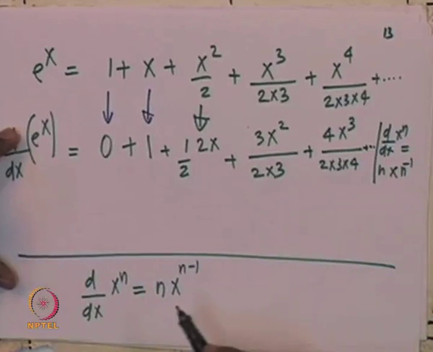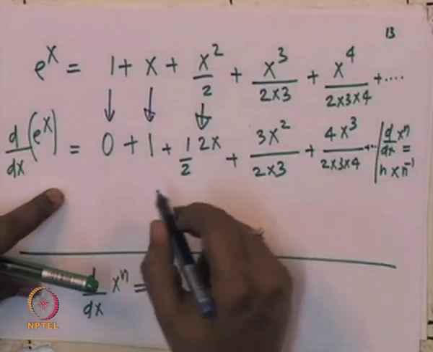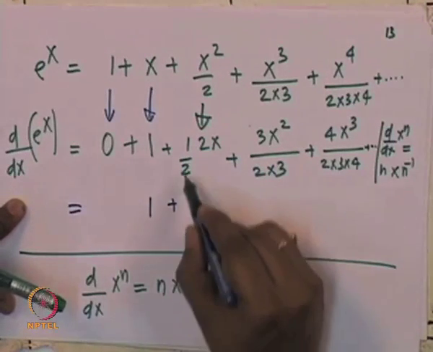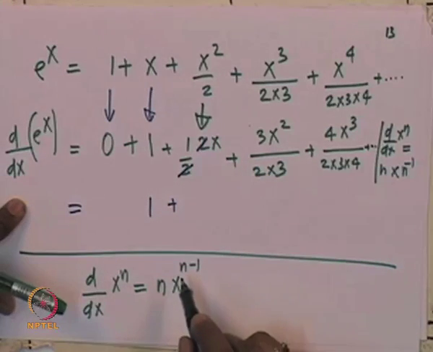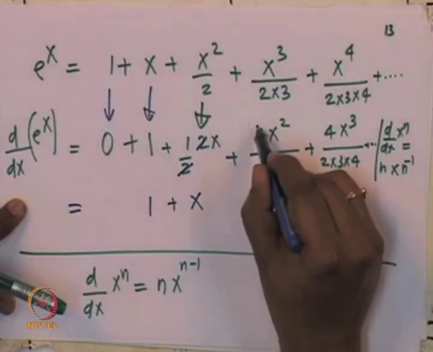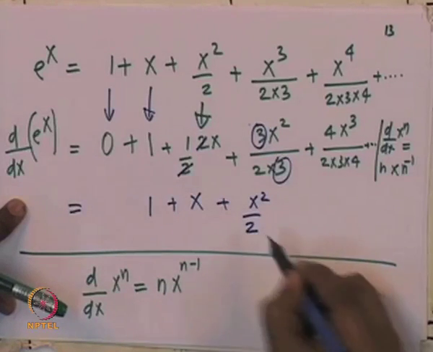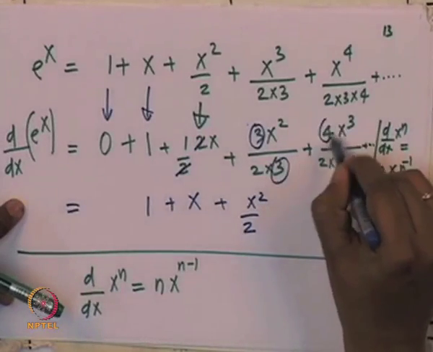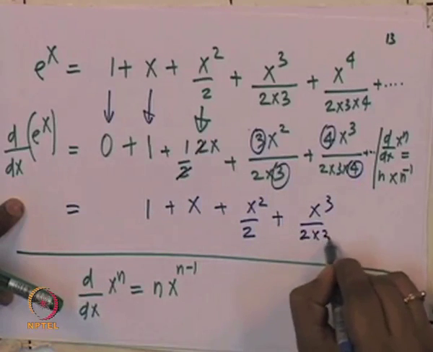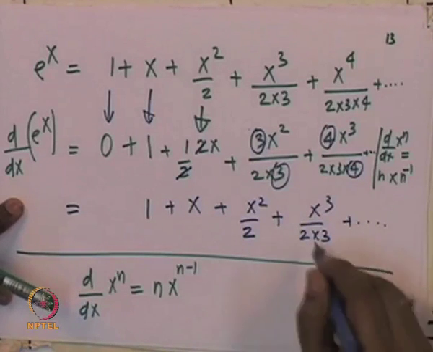So let us rewrite this. 0 plus anything is that itself, so we need not write 0. So we can write 1 here. So this is essentially 1 plus, this 2 and this 2 cancel, so essentially you get x. This 3 and this 3 cancel, so you get plus x square by 2. This 4 and this 4 cancel, so you get x cube by 2 into 3, plus so on and so forth. So you can keep doing the sum.